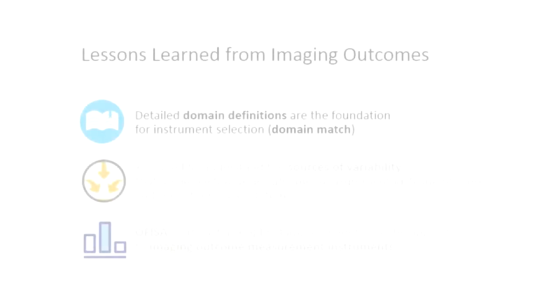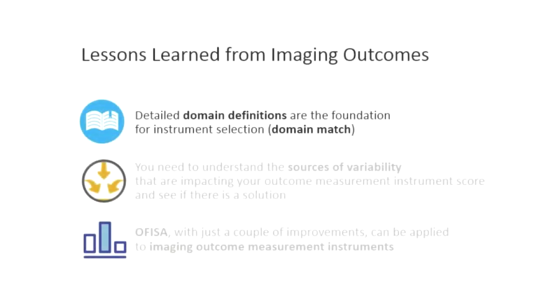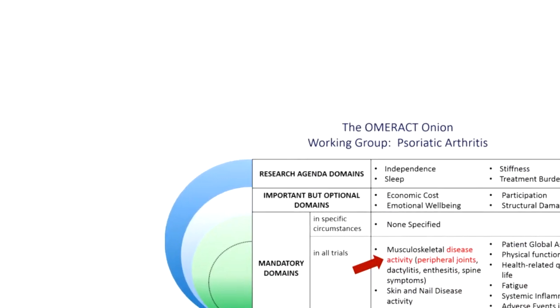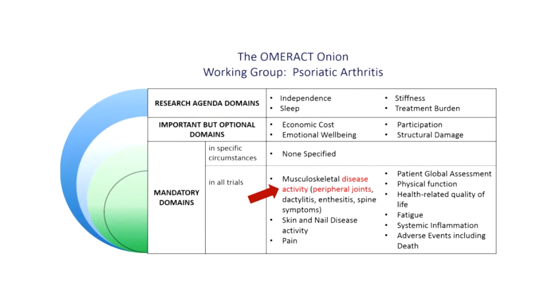In this whiteboard, we will focus on the first lesson about the importance of domain definitions, which are clear as the basis for instrument selection for all types of instruments. The other two lessons will be covered in separate whiteboards. We will use an example from psoriatic arthritis to illustrate the lesson on the importance of domain definitions, which are easily understandable. Here is the psoriatic arthritis OMERACT onion.